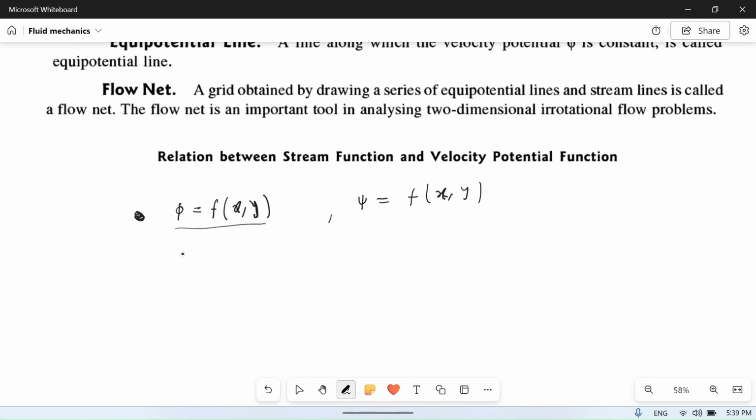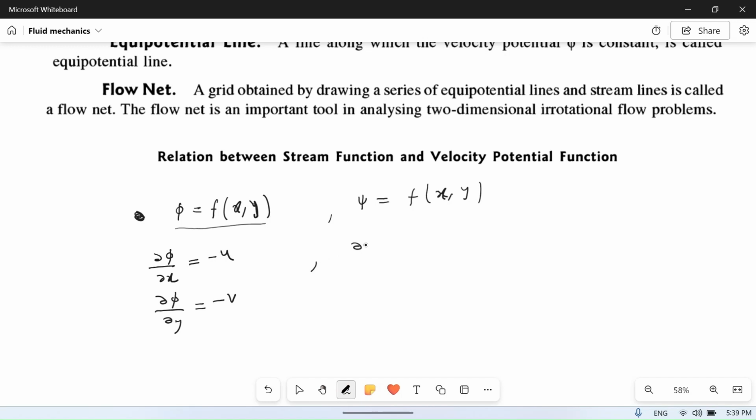Now what is phi? See, del phi upon del x is equal to minus u, and del phi upon del y is equal to minus v. We know this formula, and it can be defined like this: the potential function is the function for which a derivative in a direction gives the negative of the velocity in that direction. Means if we take the derivative with respect to x, it will give the velocity in the same x direction, and it will be negative.